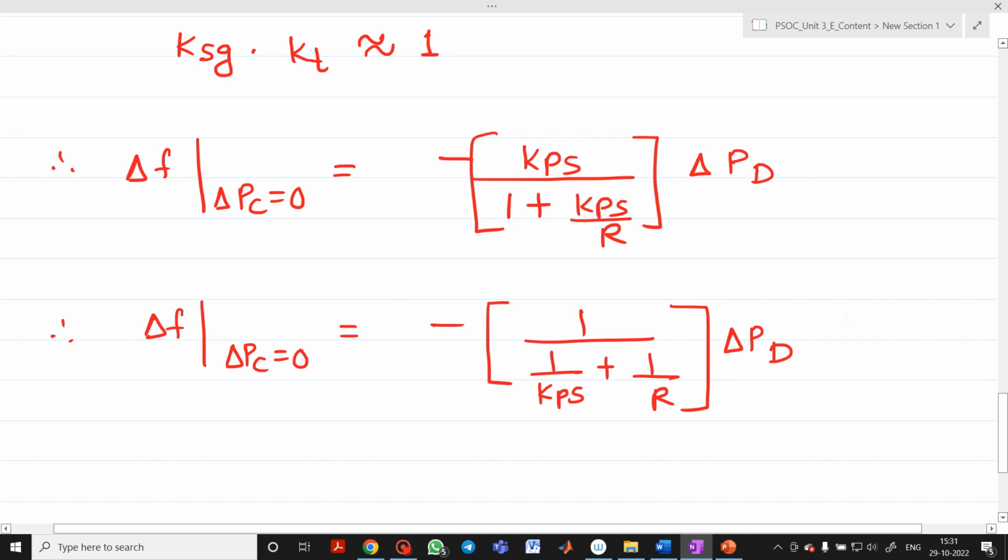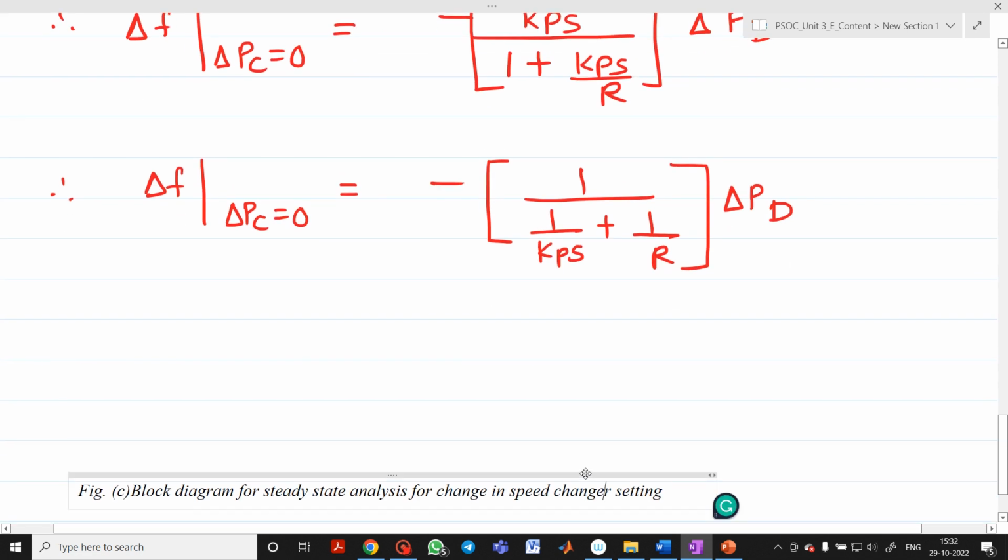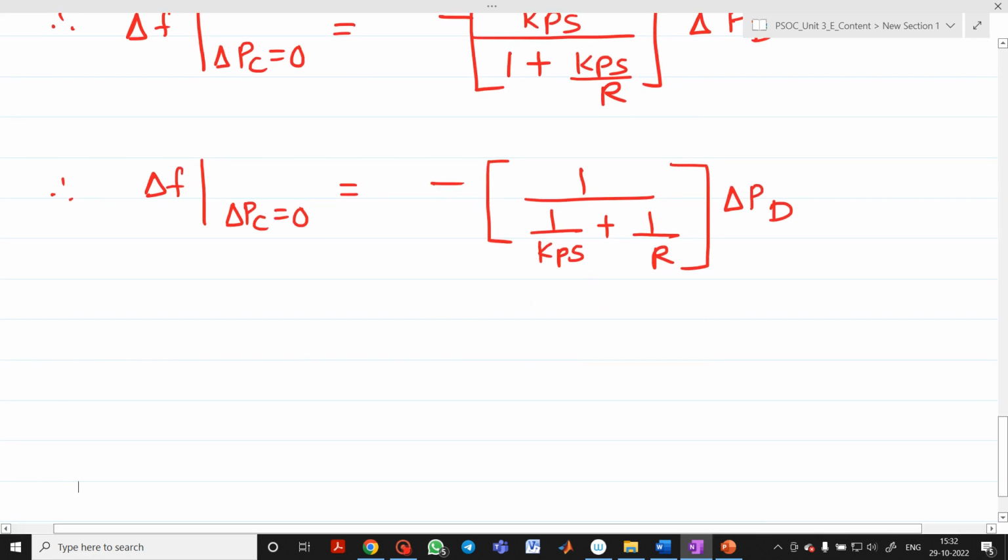Now we know what 1 upon kps is. In a previous video we have already gone through this generator load model. We have seen that 1 upon kps is nothing but D, because kps was equal to 1 by D. So I can write it as minus 1 upon D plus 1 by R into delta pd.